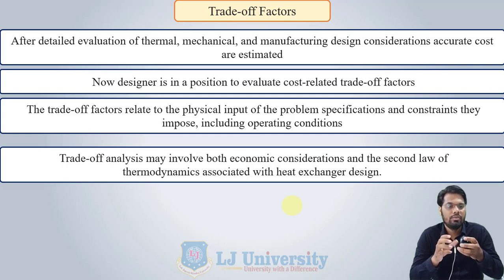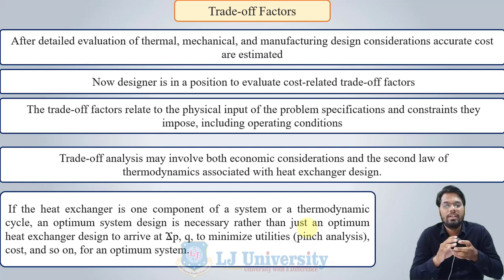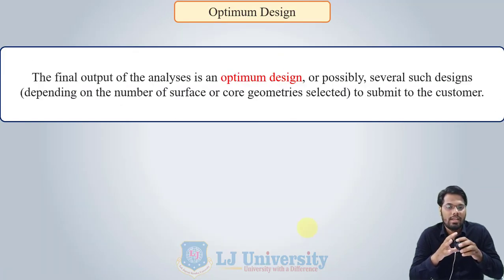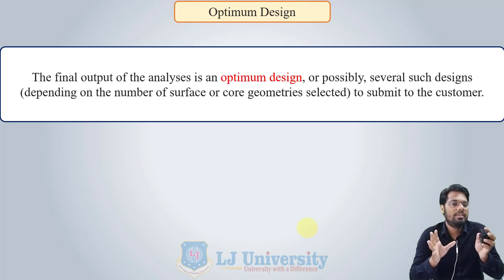Trade-off analysis may involve both economic considerations and the second law of thermodynamics associated with the heat exchanger design. If the heat exchanger is one component of a system or a thermodynamic cycle, an optimum system design is necessary rather than just an optimum heat exchanger design, to arrive at a pressure drop and to minimize utilities, like a pinch analysis, cost and so on for an optimum system. The final output of the analysis is an optimum design, or possibly several such designs, depending on the number of surface and core geometries selected.